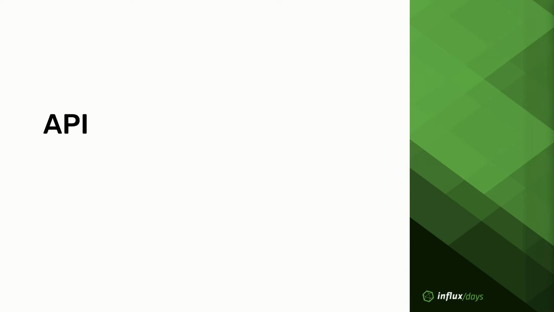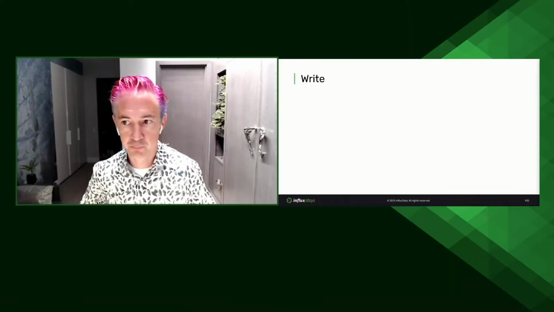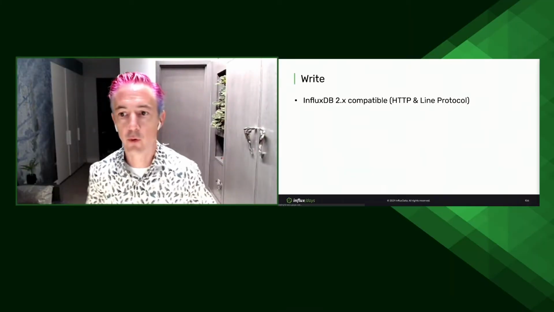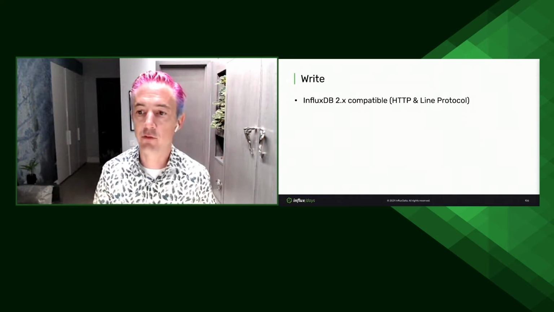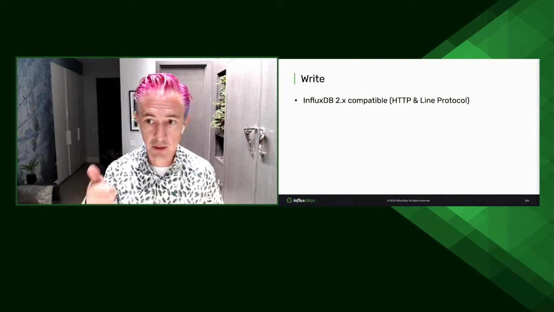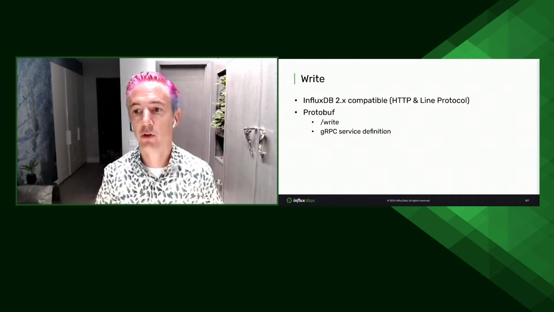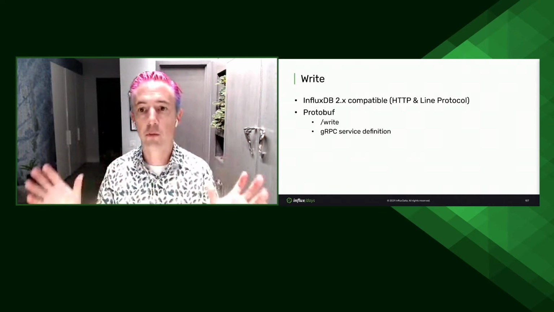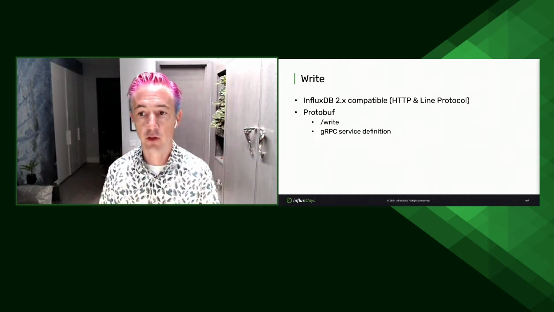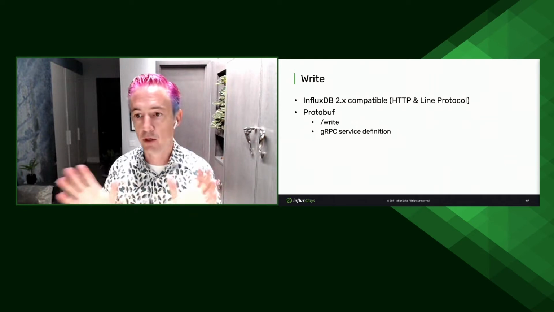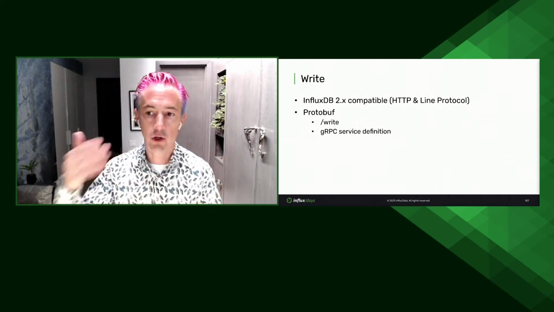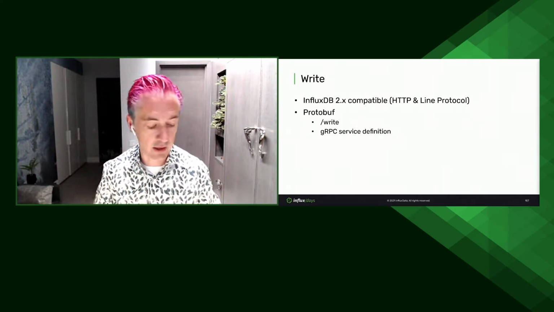Okay, now let's get to the API of IOx. We have three main areas: write, read, and management. So on the right side, we obviously, as I mentioned before, have the InfluxDB v2 compatible HTTP API with line protocol. We also have a protobuf definition that we're creating so that you'll be able to post those protobuf bytes to just a /write HTTP endpoint, or a gRPC service definition so you can connect that way.